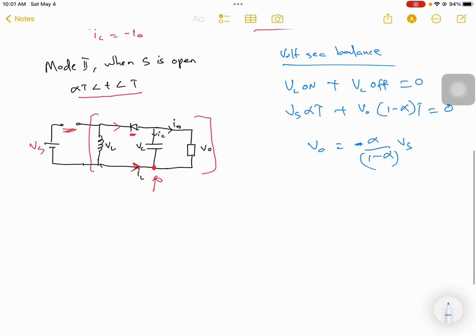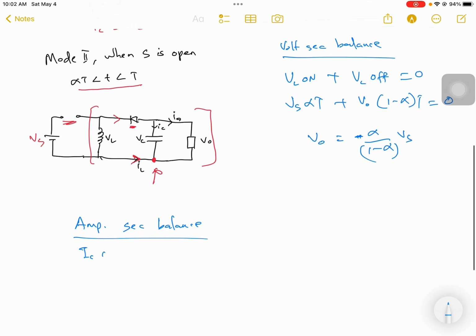And similarly, you can also calculate how the current is being stepped up or stepped down for the buck boost regulator. This one can be given by ampere-second balance. Same here, the capacitor current during the turn on time plus the capacitor current during the turn off time, which we have to equate to 0.